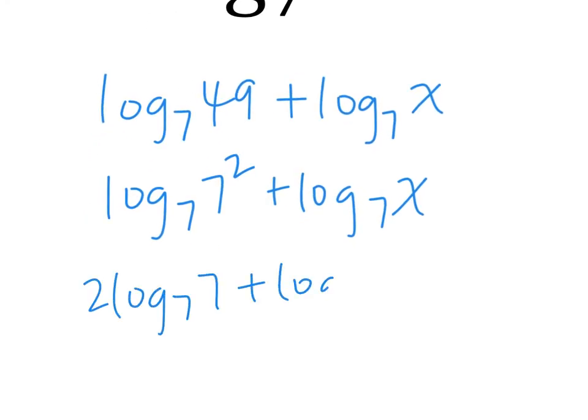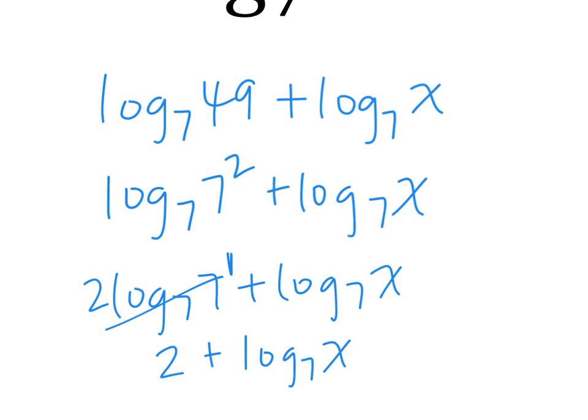But wait, there's more. What else can we do? The base is the same. Base is the same, so cancel. So that thing cancels because it's just 1. So no, it's 2. Log base 7 of 7 is 1. There is a little exponent of 1. The base and base, remember, if they're the same, they cancel. 2 plus log base 7 of x. Is that it? Yes, that is it.